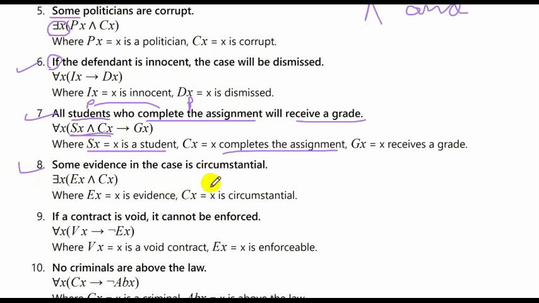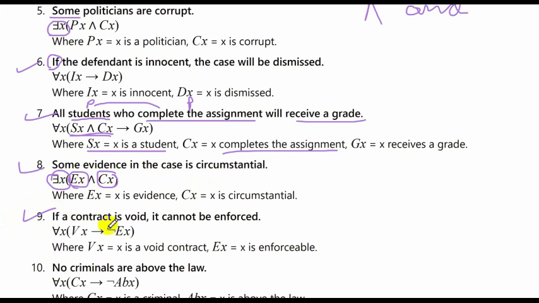Some evidence in the case is circumstantial. Again, for some x, there exists some evidence which will be circumstantial. Both need to be true, and only then is the evidence considered circumstantial.